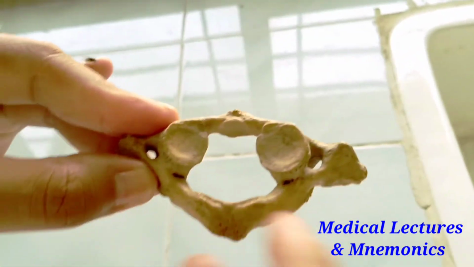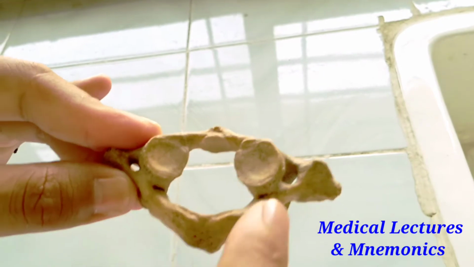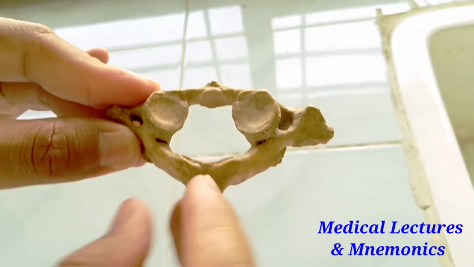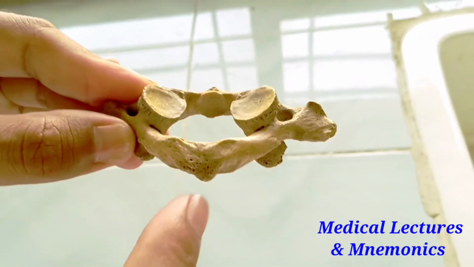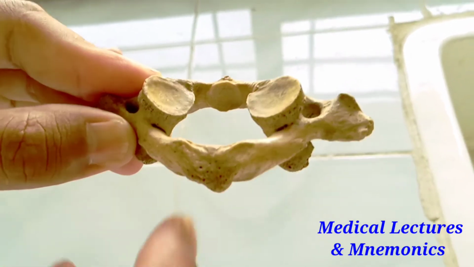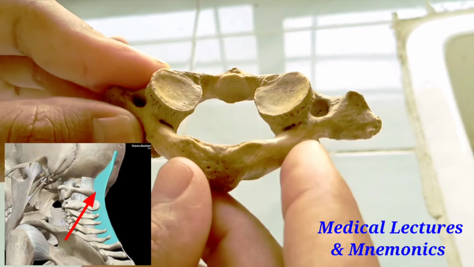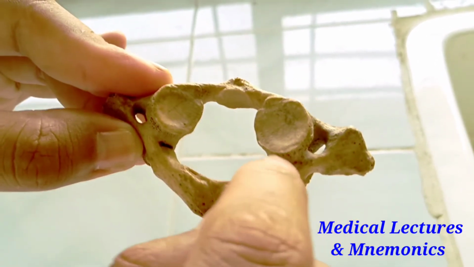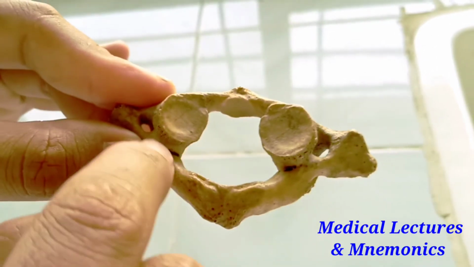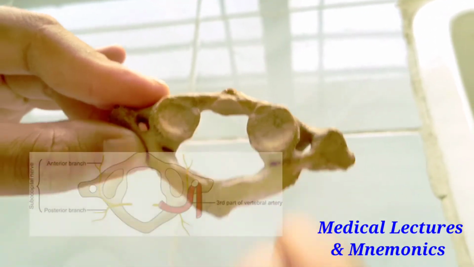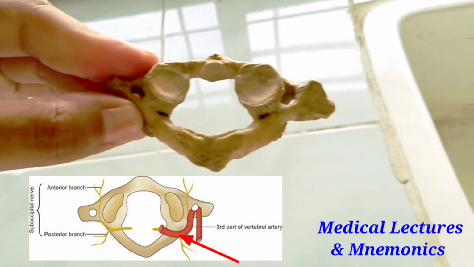And the posterior arch, here you can see this is called the posterior arch. It has a tubercle. This tubercle is called the posterior tubercle, and it gives attachment to the ligamentum nuchae. And there is a groove. Here you can see this groove behind the superior articular facet. This groove is for the third part of the vertebral artery.